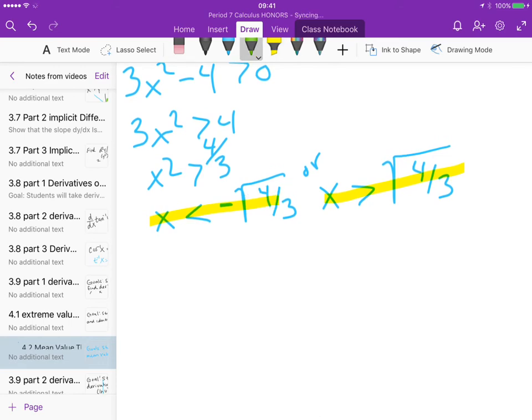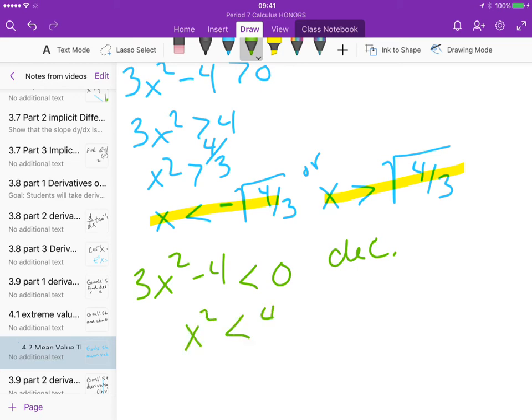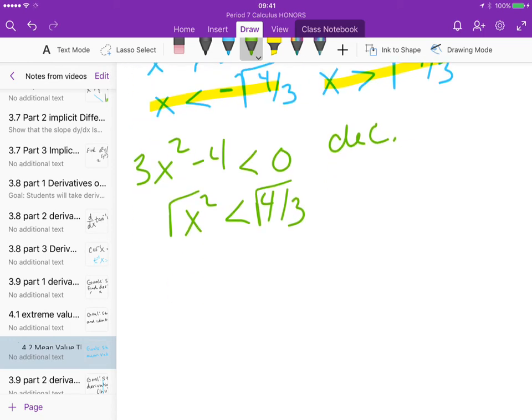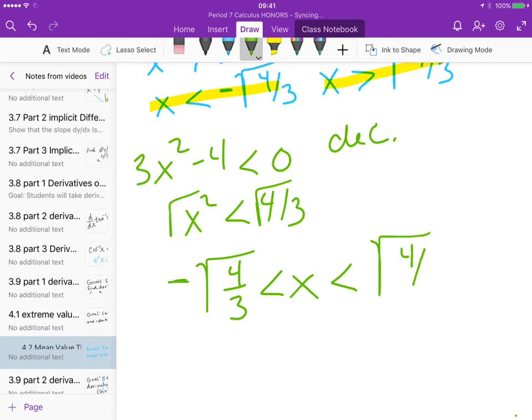And then we need to find out when it's decreasing. So 3x squared minus 4 is less than 0 when it is decreasing. Doing the exact same concept here, you're going to see that x squared is less than 4 over 3. And when you square root both sides, you still have to take into account your plus and your minus. But because it is dealing with less than, x would be greater than the negative portion of things, and then x would be less than the positive portion of things. So this is when it's going to be decreasing.